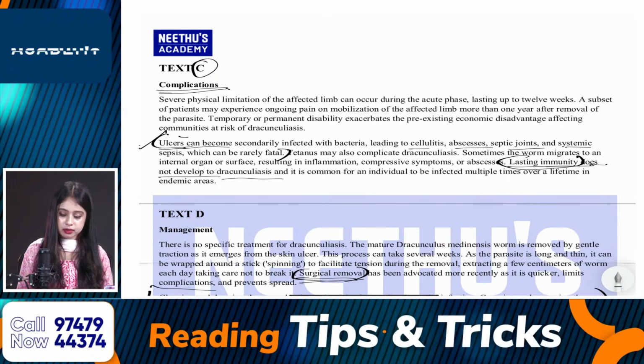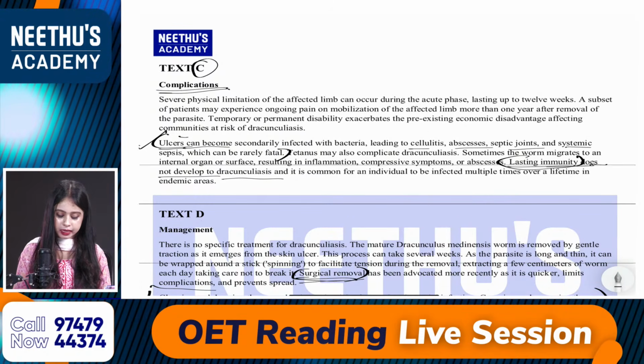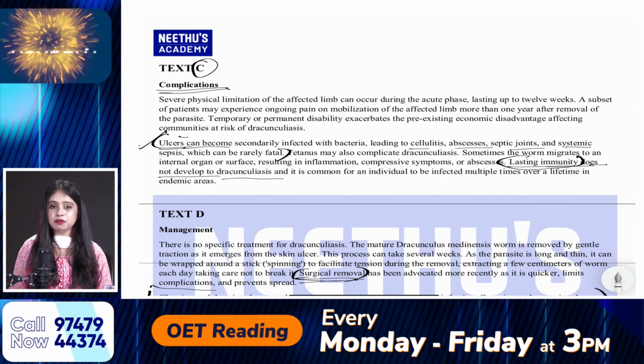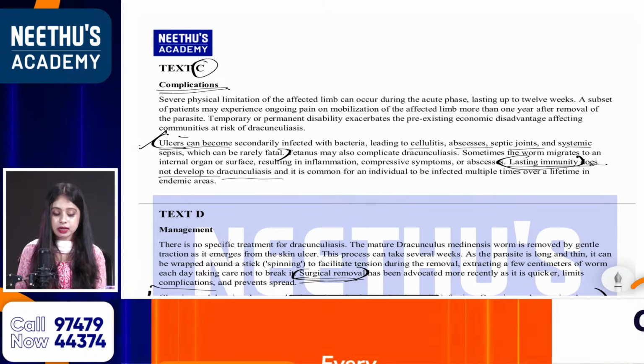Okay, so those are the correct answers, and I hope the majority of you got 20 out of 20, right? Is it 20 out of 20? Okay, Sangeeta, Aisha, Papadi, Shiny, lasting immunity.